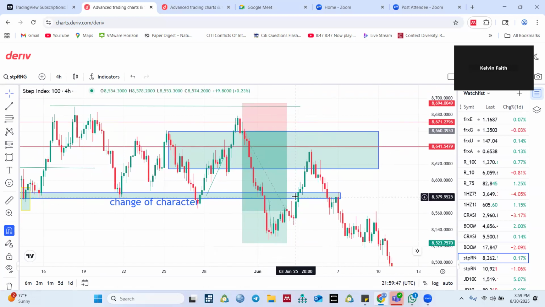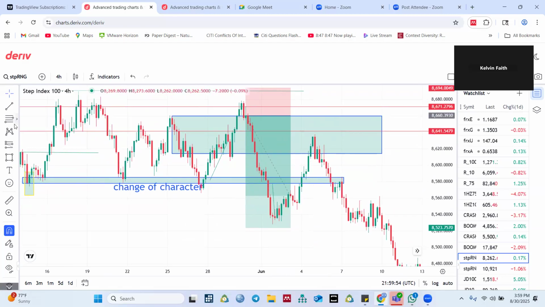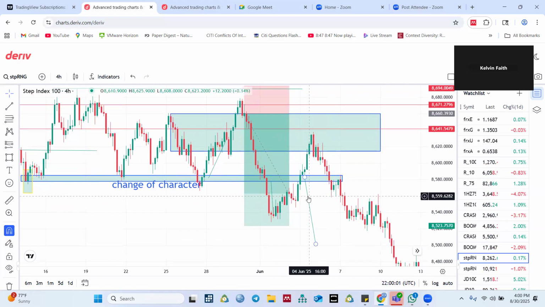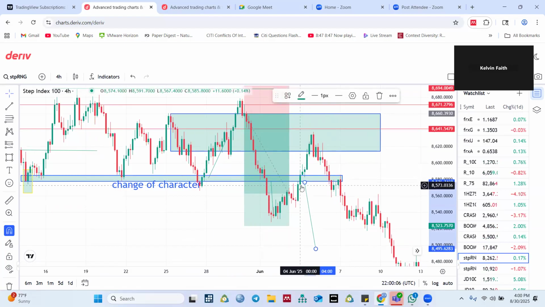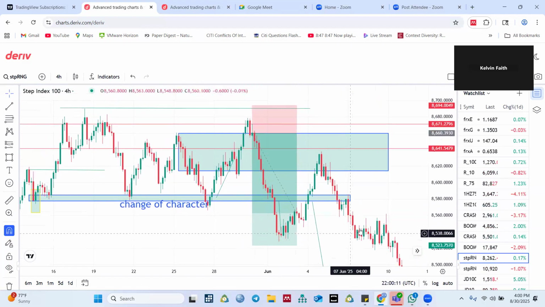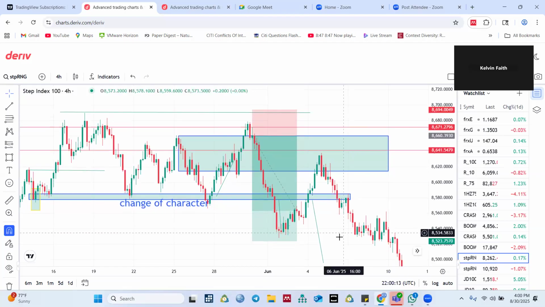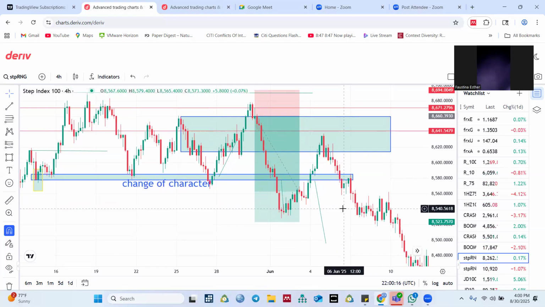Price corrected back into the zone. And once somebody will be expecting to sell again here, those who are more preservative want to see the second break of structure and they want to sell below here. Did they succeed? No, here at this point.